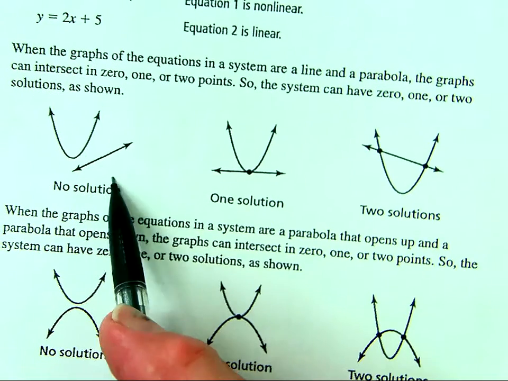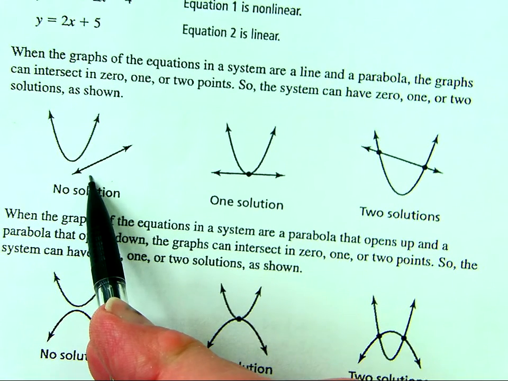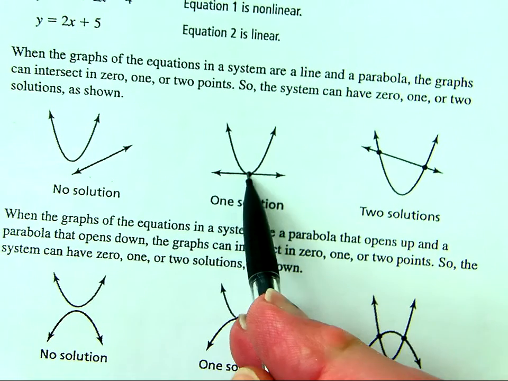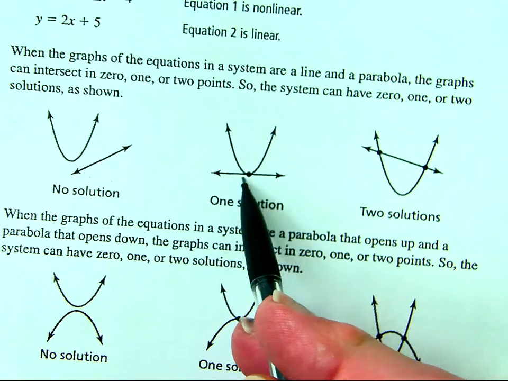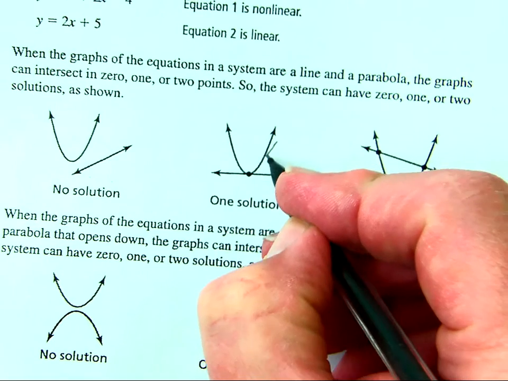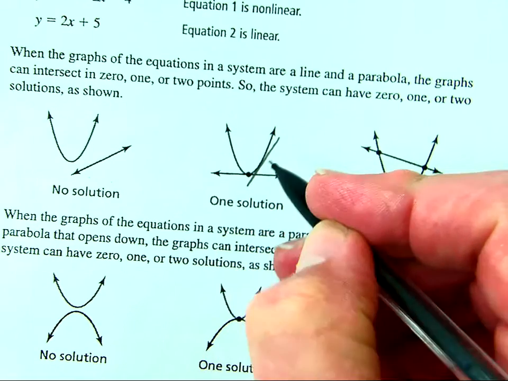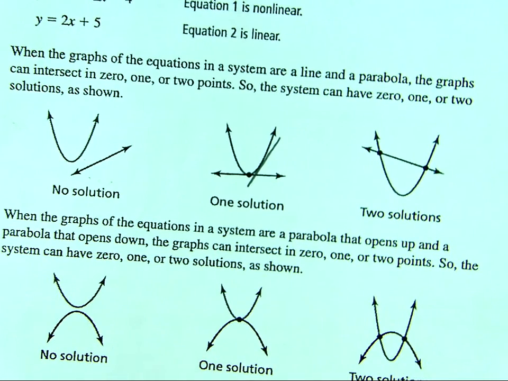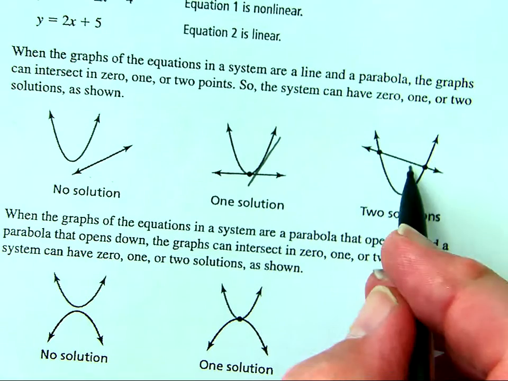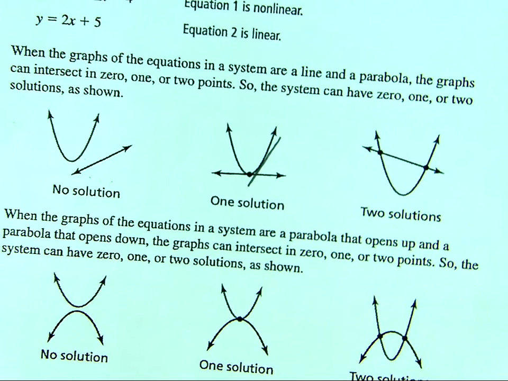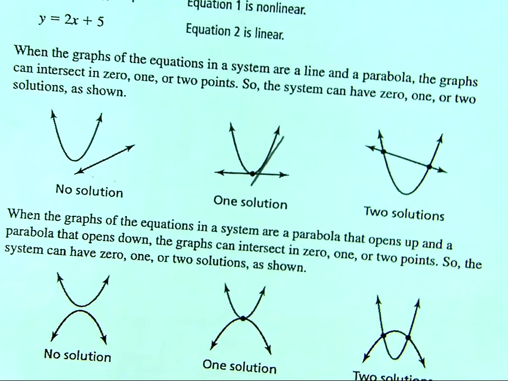So if it's a parabola and a line, if they don't touch at all, that's no solution. If they just touch at one point, it could be like this, or you could have one that's off to the side like this, where it's kind of tangent to it. That just touches one point. And of course, you could have where the line goes right through the parabola, so it has two solutions.